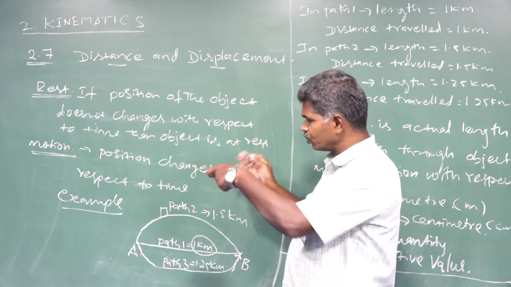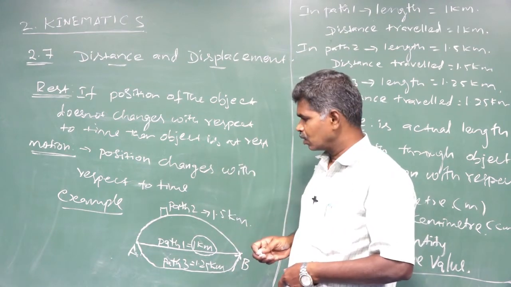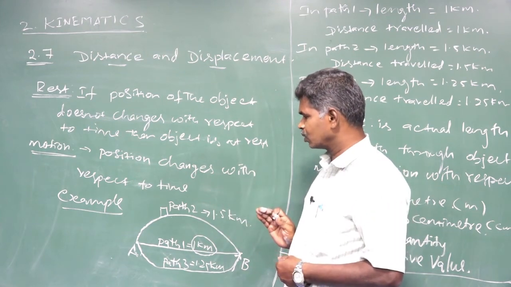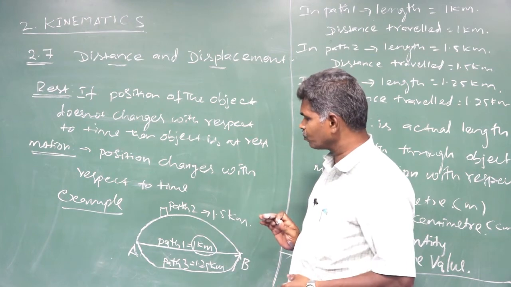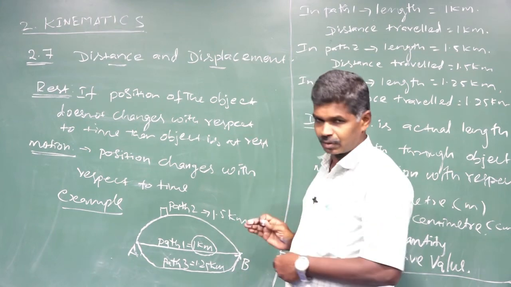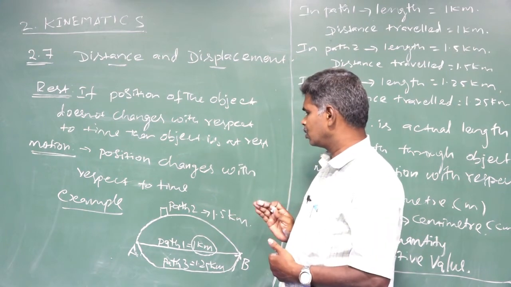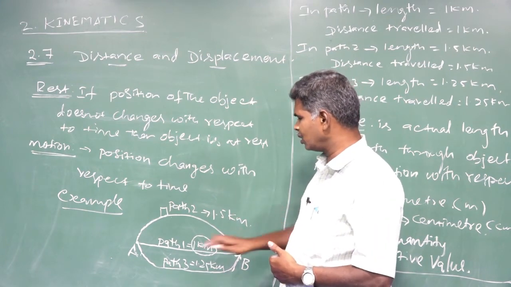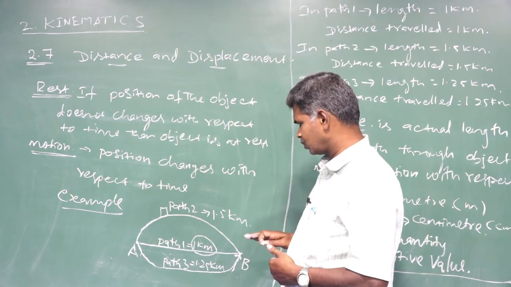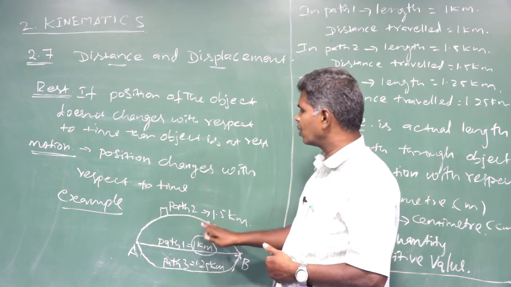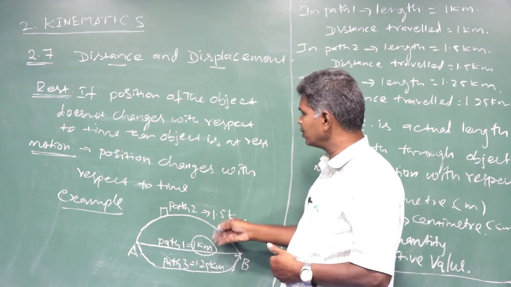At the time the position changes, we cover some distance. The distance may be the actual length of the path. The path may be in any region, any direction we can take. No need of direction here. So the actual length of the path may be different.